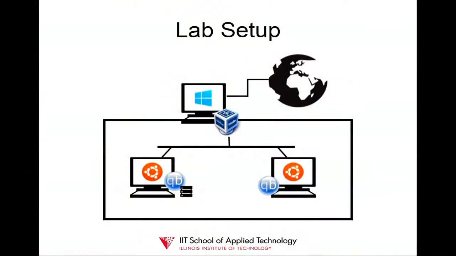So here is our lab setup. We set everything up within VirtualBox, just to test. We have two Ubuntus connected in a subnet. Both of them are running BitTorrent, but one of them is running it in tracker mode. It's both client and tracker at the same time.